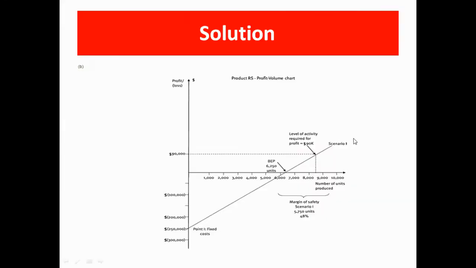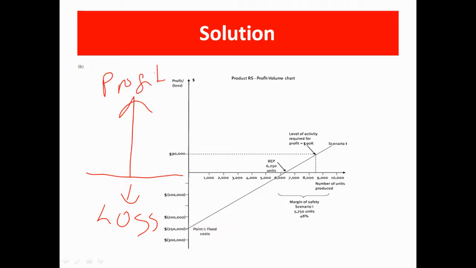Okay, so the profit volume chart won't have those other lines. We only have a single line that depicts at any point in time our profit and also the level of activity. So here it will start, the side below the x-axis will represent losses, and this one will be the profits.